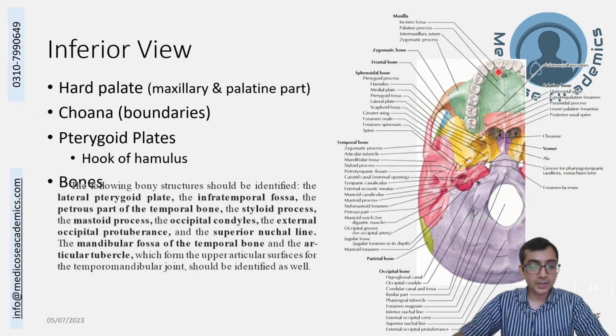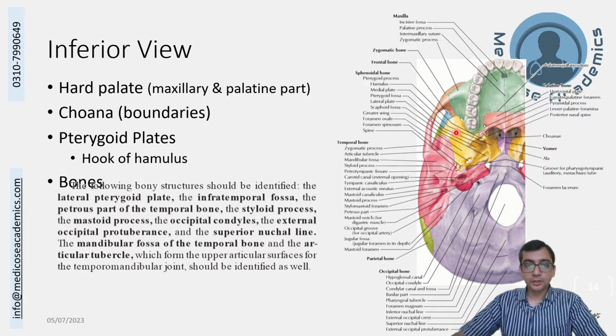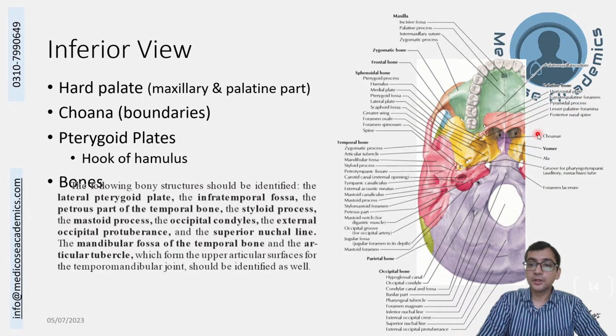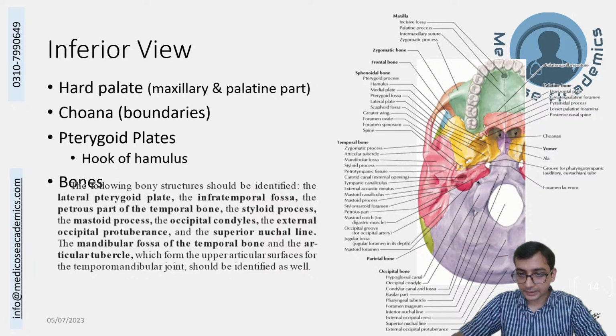It's almost time. So we have discussed the inferior view of the skull and all of the features. So let's take all the things we have done. We have done the hard palate, maxillary and palatine parts, the sutures present behind them, and the choana. Choana is the posterior nasal aperture. We did not do the boundaries of this. We will do it again in the nasal part. You can make the boundaries from the picture itself.